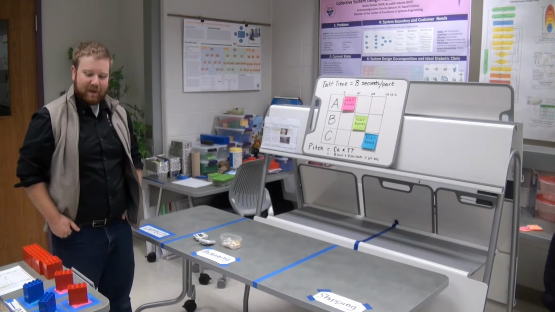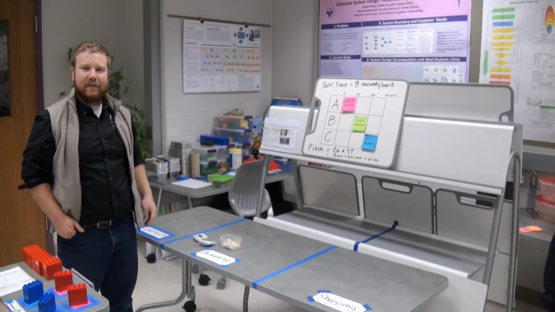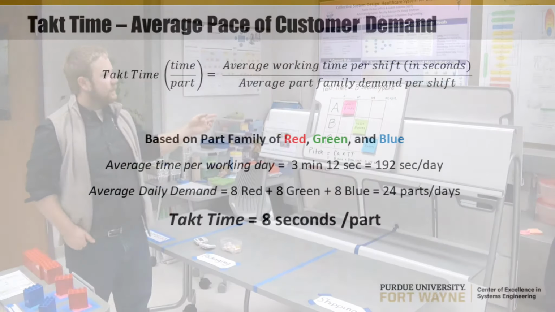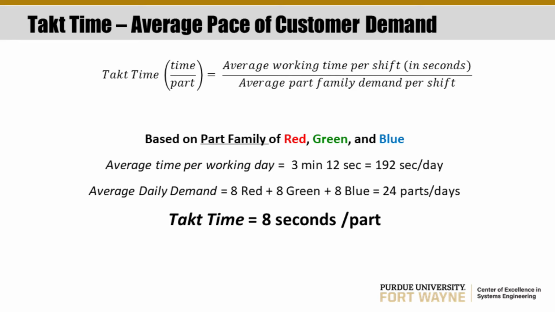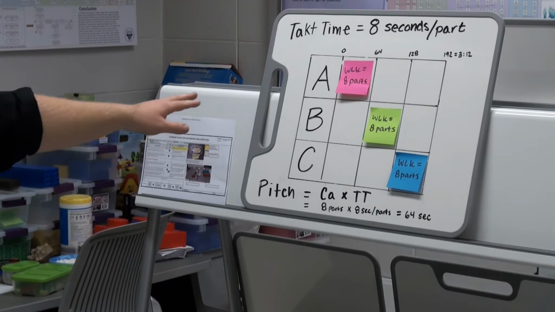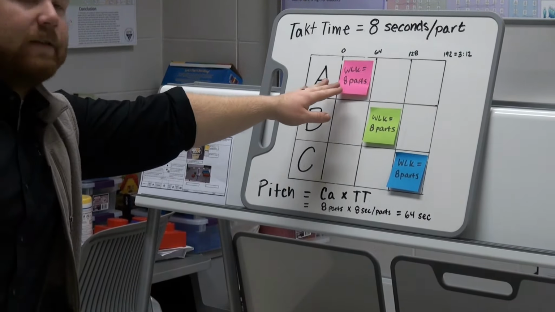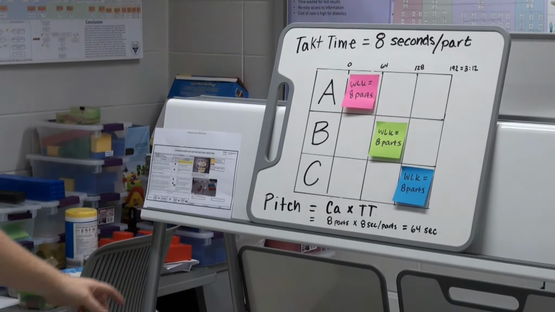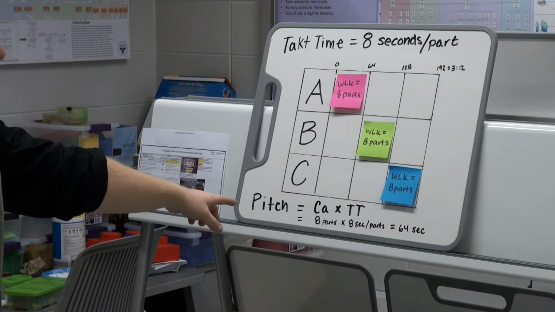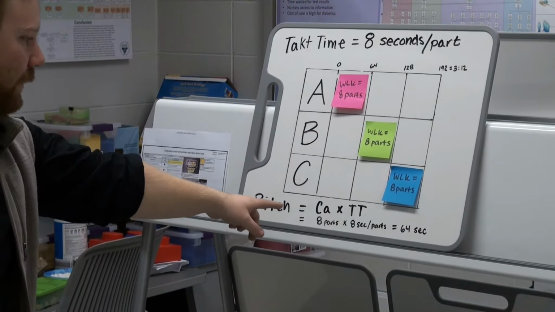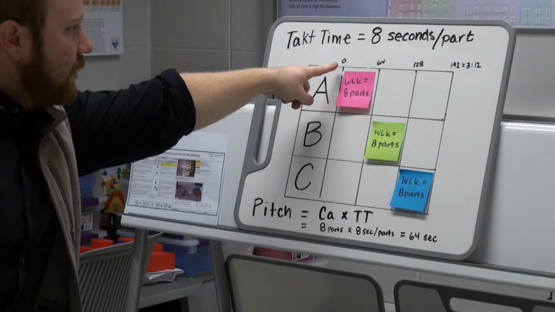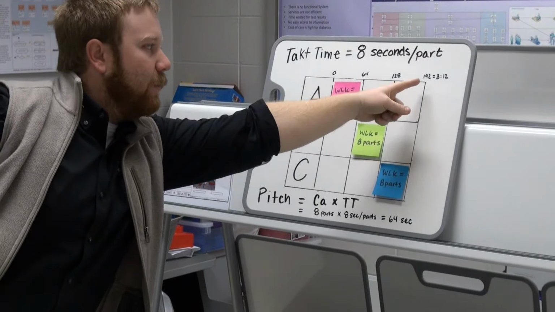I'm the inspector, but my role has evolved a little bit. I'm now going to manage the Heijunka box. Our takt time is 8 seconds for our calculation, based on 8 parts of each color and a 3 minute 12 second simulation time. So we are going to ship in container sizes of 8. There's a red card for 8 red, 8 green, and 8 blue. And this is our pitch, when we're going to pull. That's our container size, so 8 times our takt time, which is 8, so 64 seconds. On the top of this Heijunka box, you can see 64, 128, and 192.